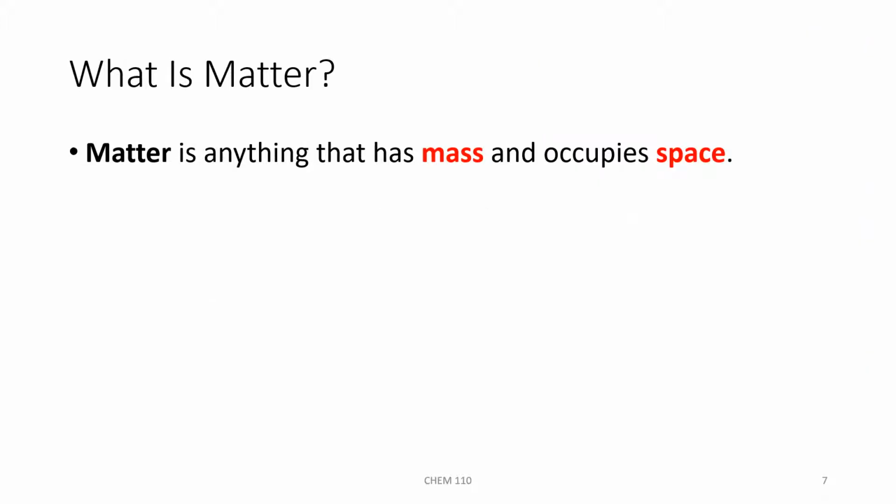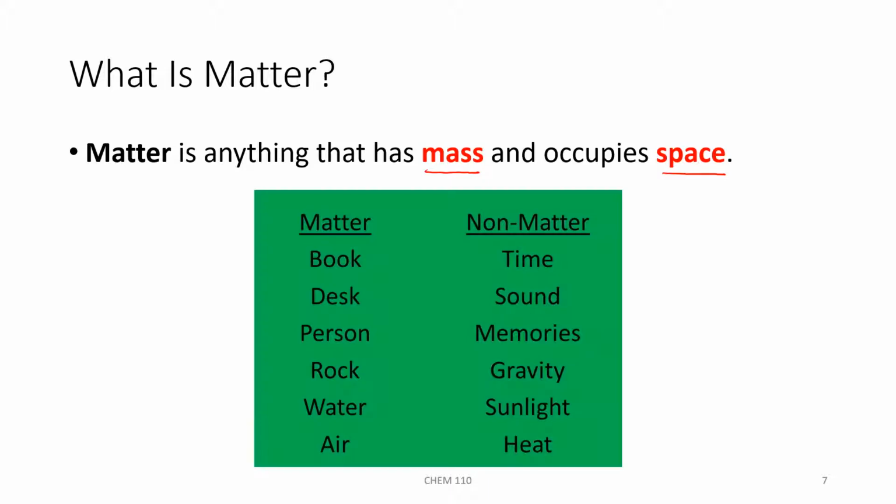We said that chemistry is the study of matter, but what exactly is matter? Matter is anything that has mass and occupies space. So examples of matter are most of the things around you: a book, the desk in front of you, the person sitting next to you, rocks, water, the air around you. It's probably easier to think about what isn't matter. Examples are time, sounds, your memories, gravity, sunlight, and heat.